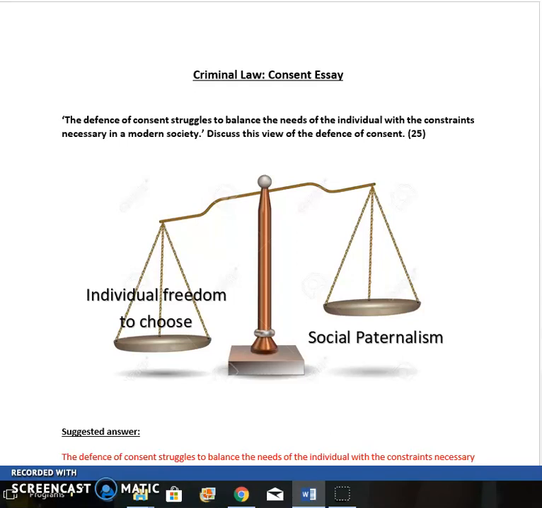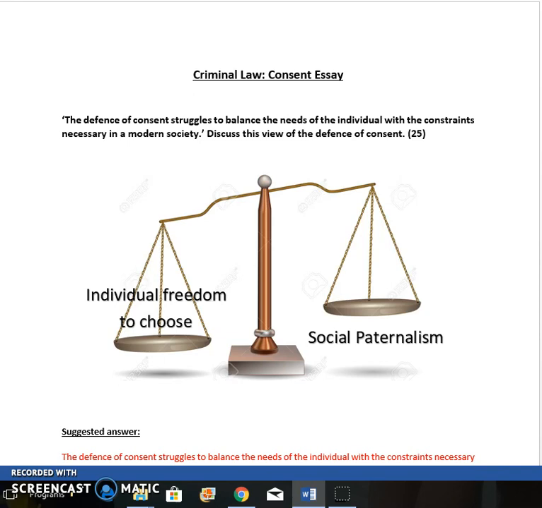In this short video, we're going to look at an evaluation essay on consent. Evaluation essays appear on exam 3, and you'll need to answer one essay on criminal, one on contract, and one on tort. The question is, the defence of consent struggles to balance the needs of the individual with the constraints necessary in a modern society. Discuss this view of the defence of consent. As usual, it's worth 25 marks and you would have 45 minutes to answer.